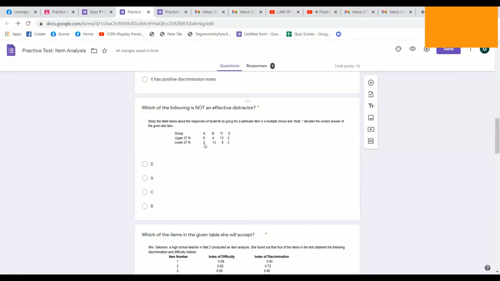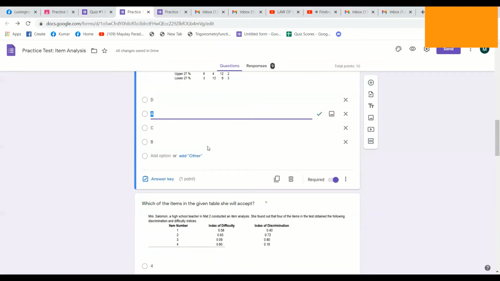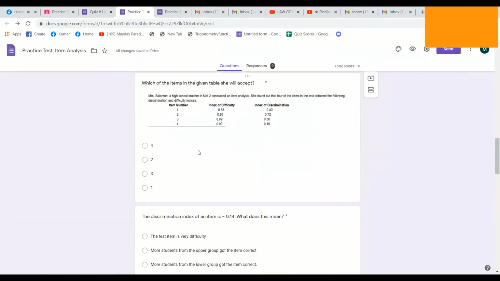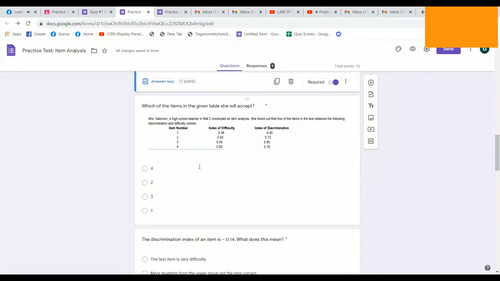However, for letter A, only a few students were attracted to letter A in the lower group than in the upper group. So it is lower than in the upper group. Therefore, letter A is not an effective distractor. So for this one, letter A. Okay, the next one.